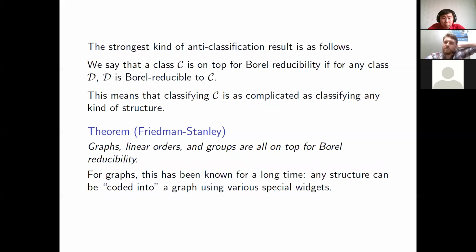And there are examples of things that are maximally complicated in this way. So this is the original paper of Friedman and Stanley, who introduced this whole idea of classifying structures. And they showed that graphs are on top, right? Linear orders are on top, groups are on top. They had some other examples as well, such as trees. We know that fields are on top.